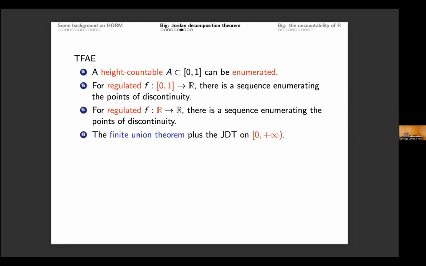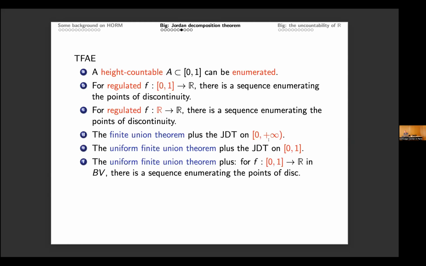Then you need the finite union theorem, which says that a finite union of finite sets is finite, which follows by induction. But yeah, you need that. And you can go down more. You can have the Jordan decomposition theorem on the unit interval, but then you need the uniform finite union theorem, which tells you that you have some sort of upper bound on your finite union always.